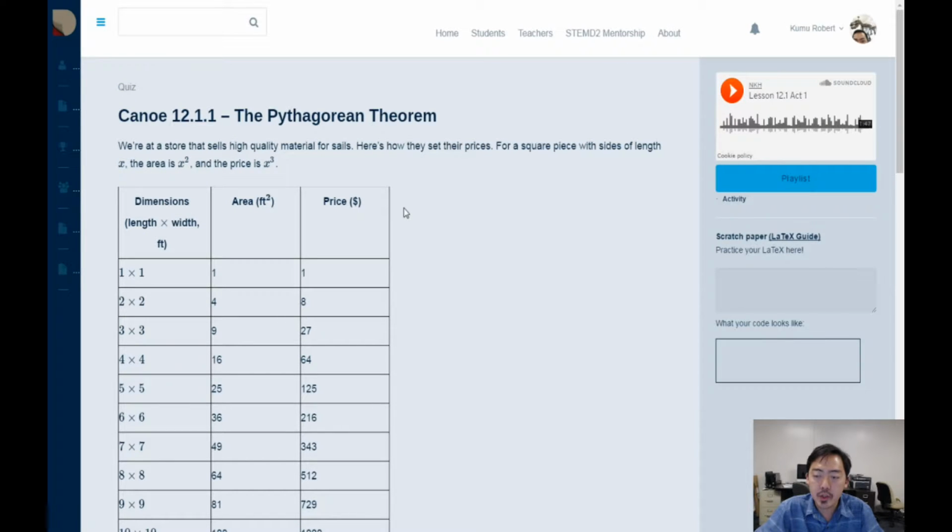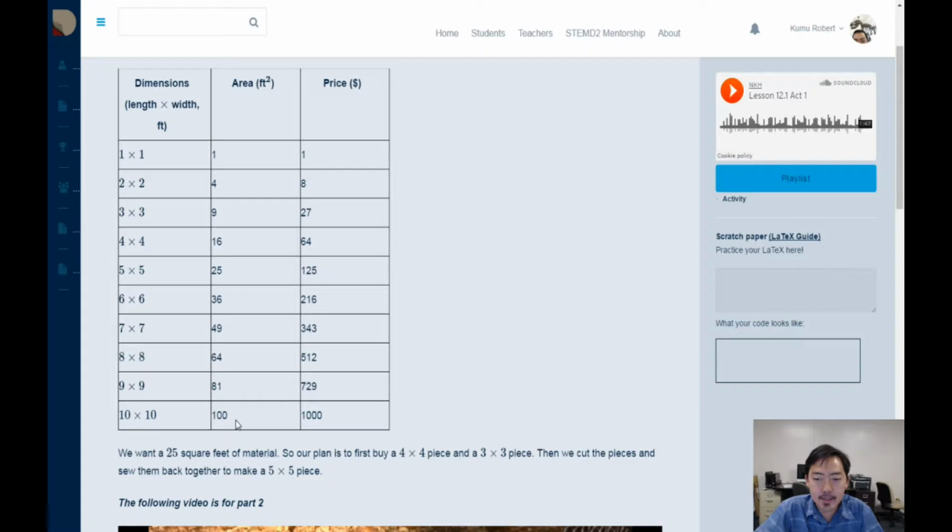In this activity, we will try to buy some material for a sale. The store that we're at does not price their sales linearly. So for example, if you want a sale that is twice as big, it does not cost twice as much. So as we can see here, the 4x4 sale is 4 times bigger than the 2x2 sale. However, it is 8 times more expensive. If we go down, we can see that the 10x10 sale is 100 times bigger than the 1x1 sale, but it's 1,000 times more expensive.